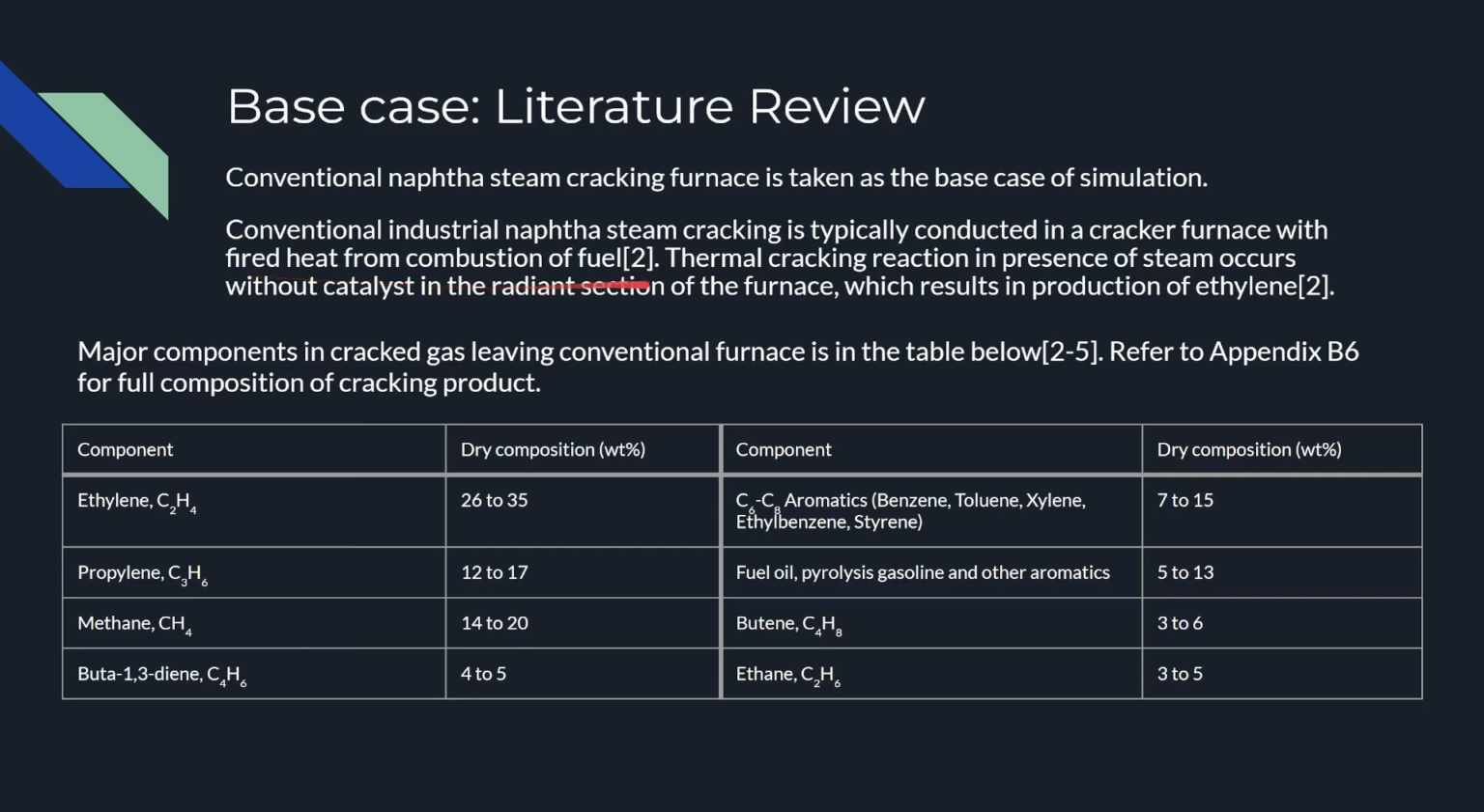Steam cracking is typically conducted in a cracker furnace using fire heat from the combustion of fuel such as natural gas or coal. Thermal cracking reaction in the presence of steam occurs without catalyst in the radiant section of the furnace, which results in the production of ethylene and other byproducts, with the major components shown in the table below.